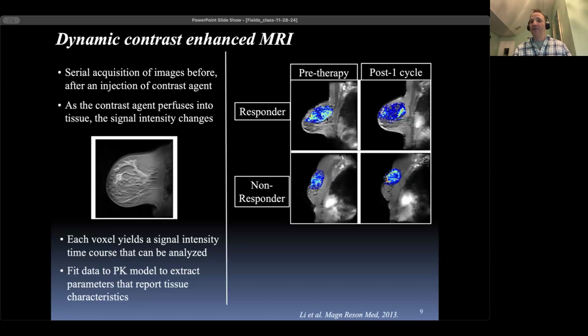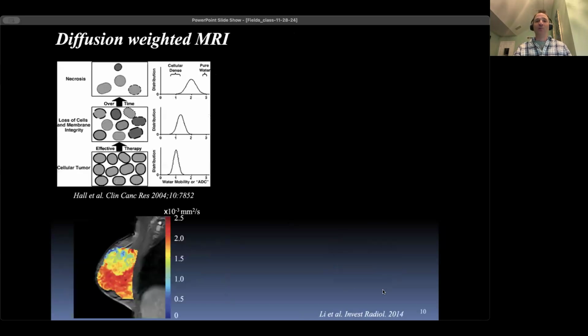And the reds indicate high perfusion, the blues and yellows are lower. And you can use this to estimate who's going to respond and who's not with an area under the ROC curve of 0.77. So this is all review from Tuesday. One more bit of review.